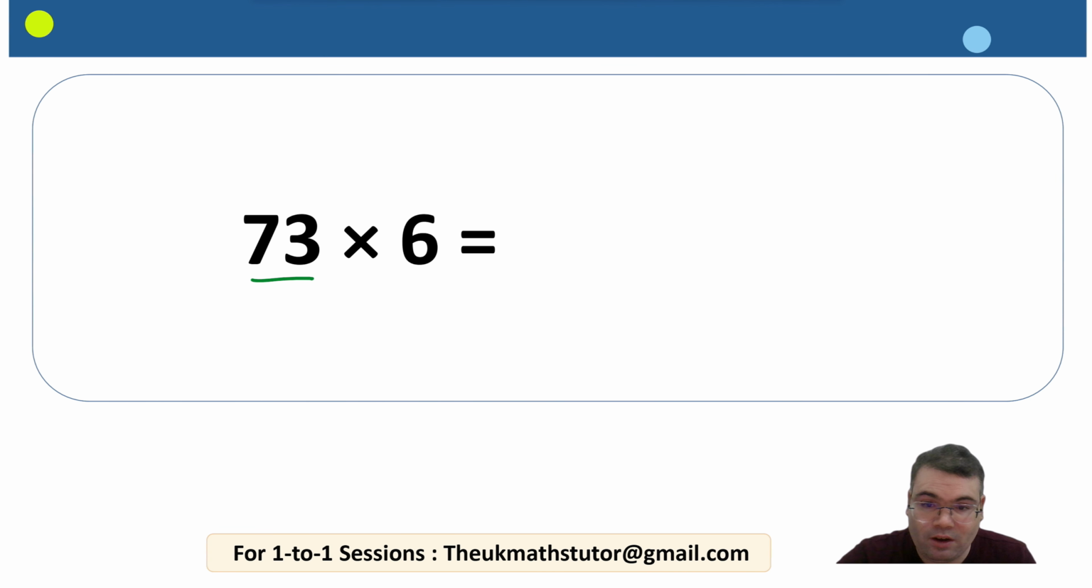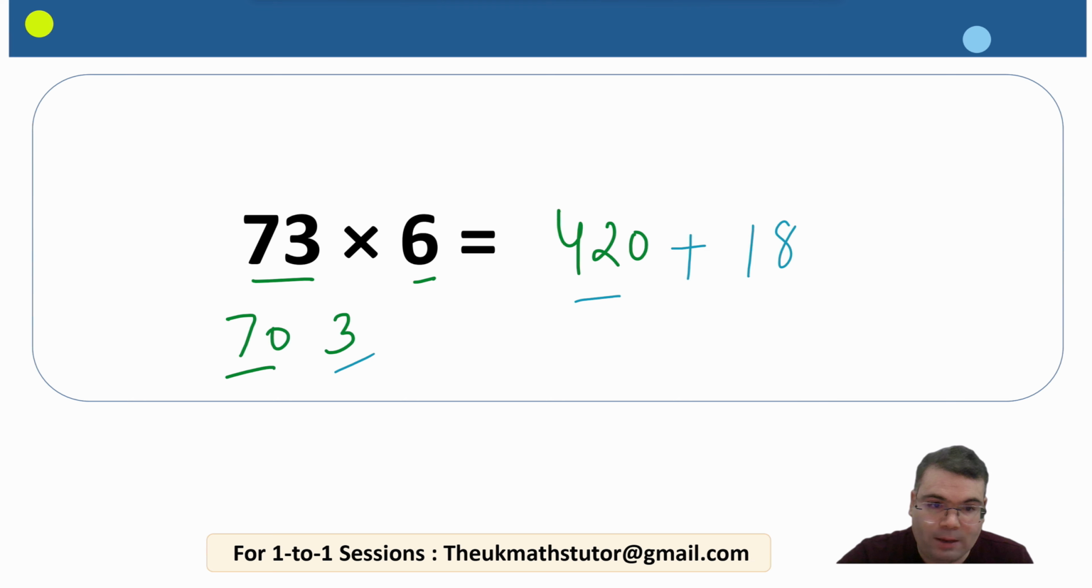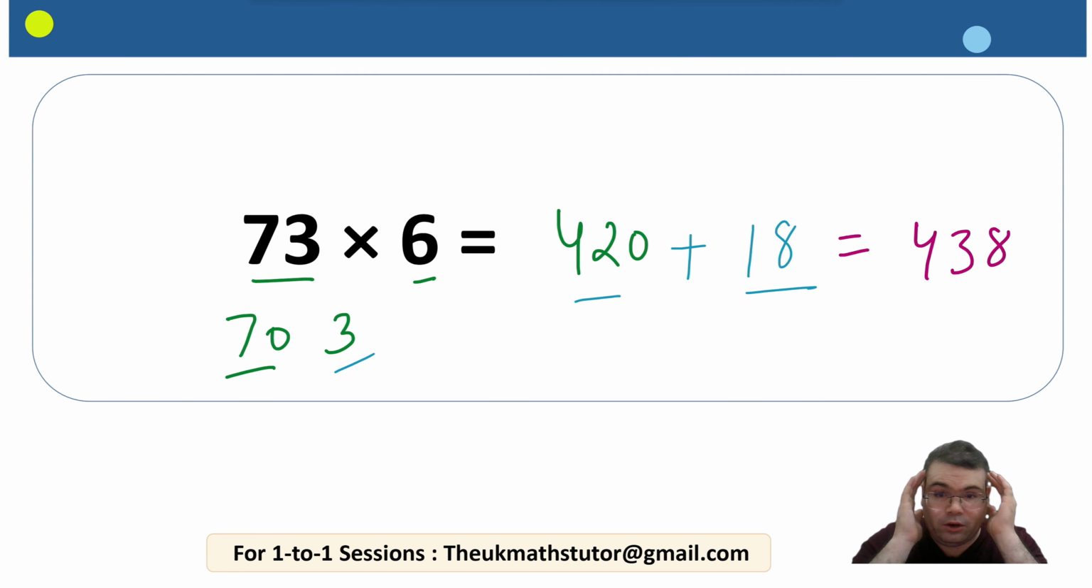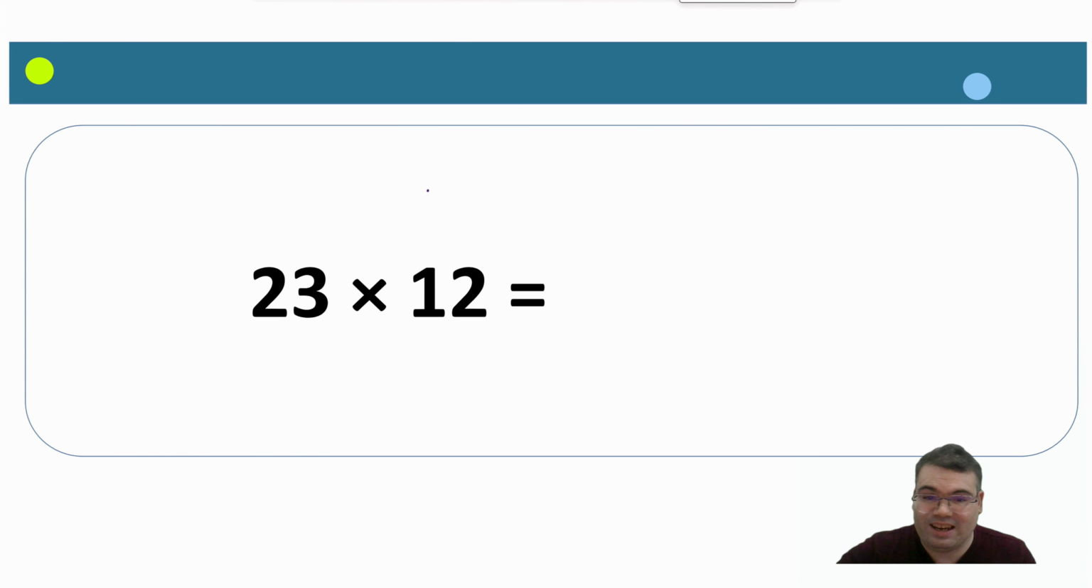So this is the next example. Let's partition or break 73 as 70 plus 3. Now 70 times 6 is 420 plus 3 times 6 is 18. So 420 plus 18, that is 438. I am writing this, but you need to do it in your mind. 420 plus 18 is 438. That's it.